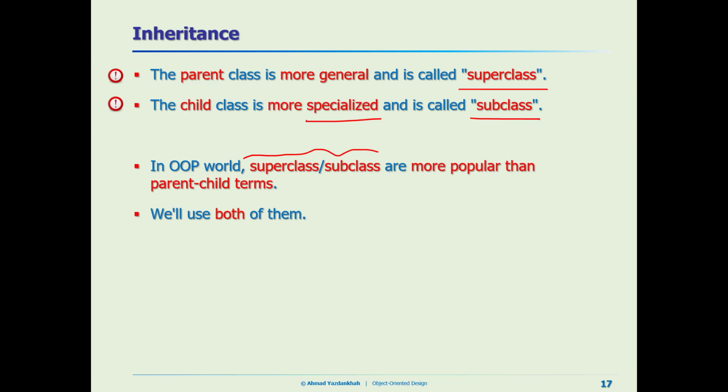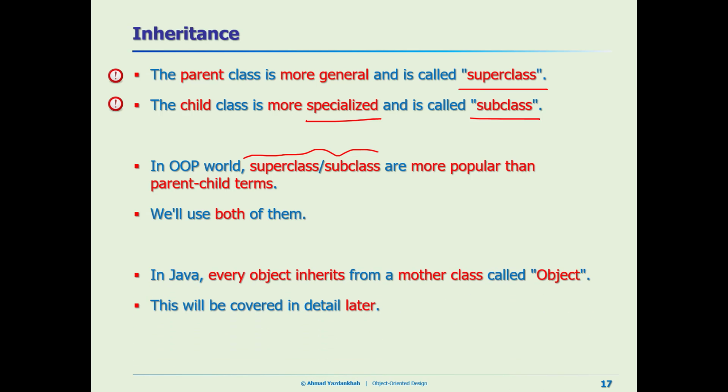And as an FYI to keep in your mind right now, and we will cover it later, all of the objects that you create, all of them without any exception, inherit from a mother class that is called Object. This is a class, but it is called Object. So all of the classes you create inherit from this. We will discuss this in detail later.